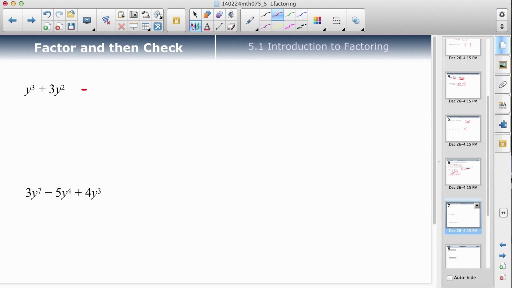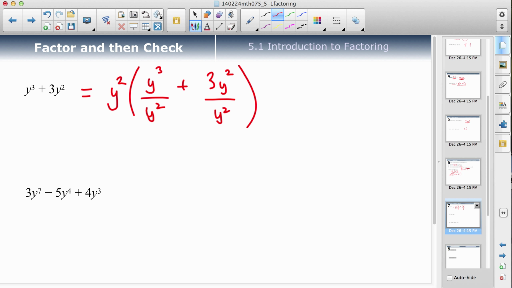Let me just show you how I would do this, maybe including a middle step that some people forget. Greatest common factor: there's no number, and the y's will be y squared. So then I'll take the y cubed and the positive 3y squared, and divide each of those by the greatest common factor, which is y squared. Typically you don't write this step in. You just do it in your head, but if it helps you to write it in, that's fine.